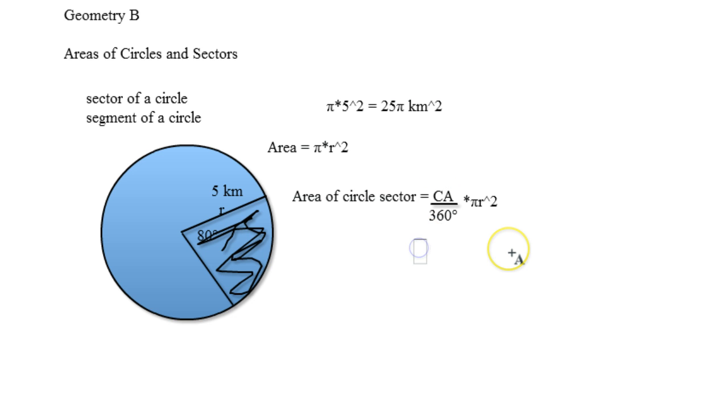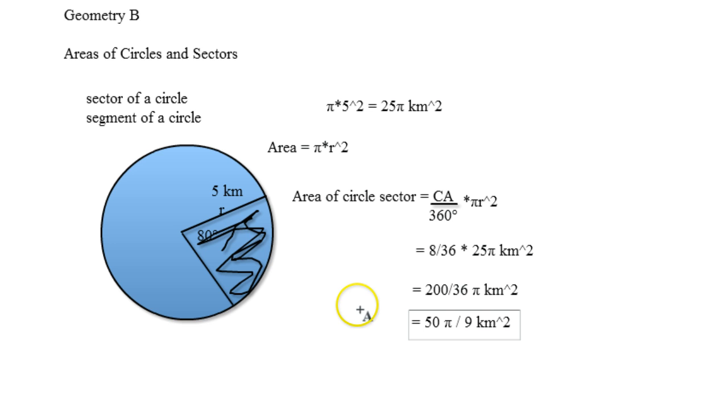Now when I'm going for the area of the actual sector, it's going to be 80 over 360, or 8 over 36 if you just reduce the zeros. Then you replace this with 25 pi kilometers squared. Then we multiply across the top, and 25 times 8 is 200, divided by 36, pi kilometers squared. We can reduce that to 50 over 9, and you could even put the pi up top. So 50 pi over 9 kilometers squared. That's how to find the area of a circle and its sector.